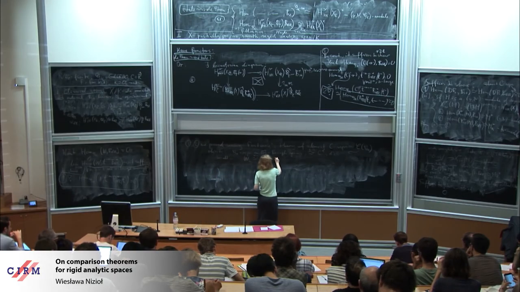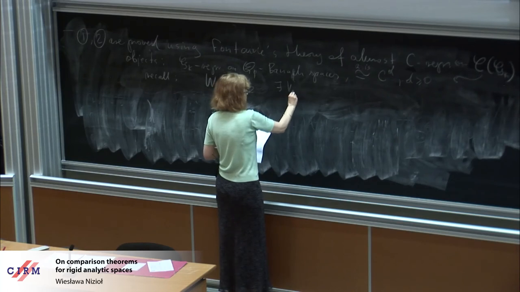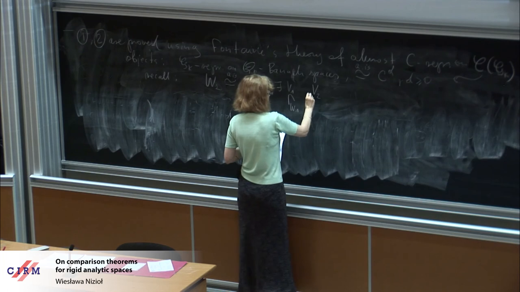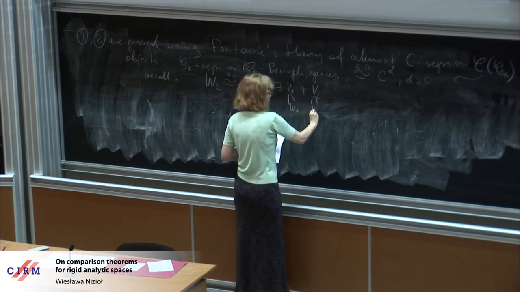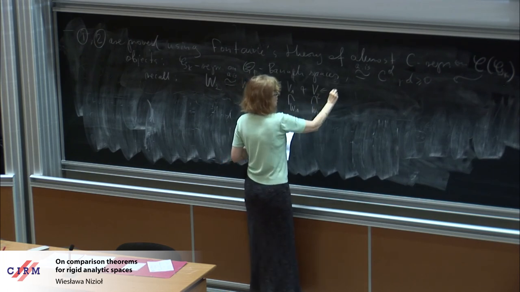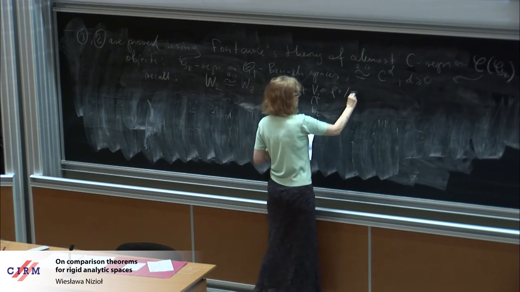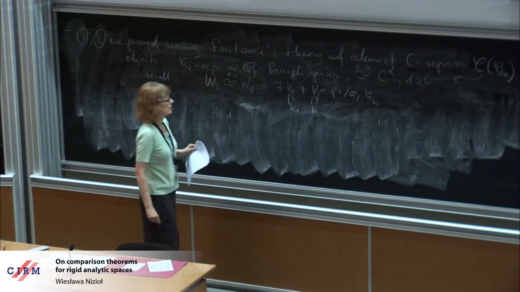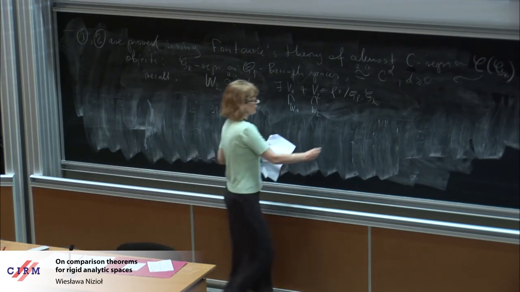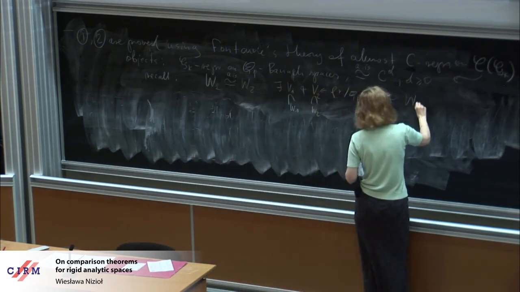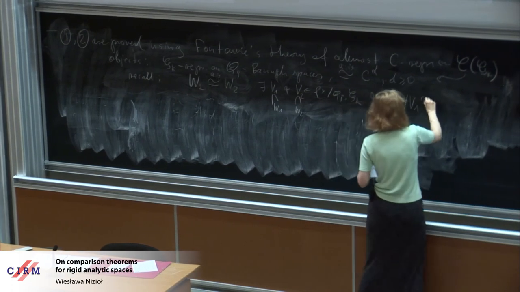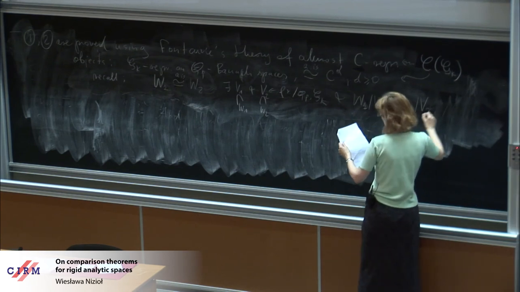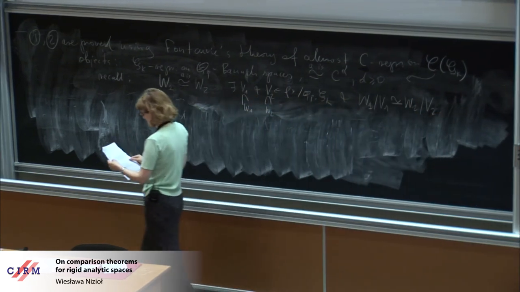That is, there exists a V1 inside W1 and V2 inside W2, which are finite rank over Q_p and have Galois actions compatible with these embeddings. And we have an isomorphism between W1 over V1 and W2 over V2. This is a familiar construction, perhaps.